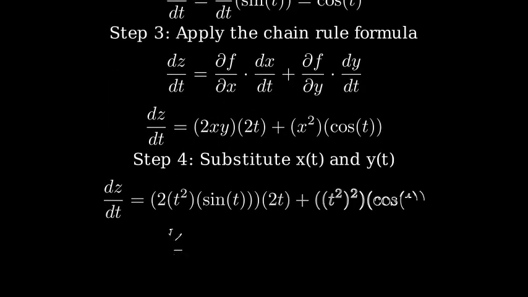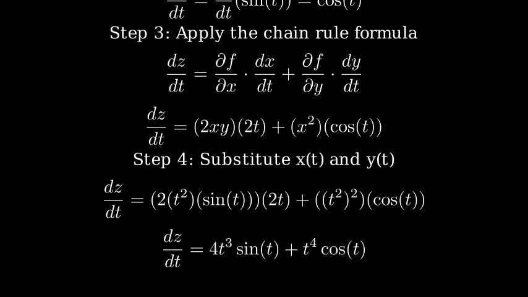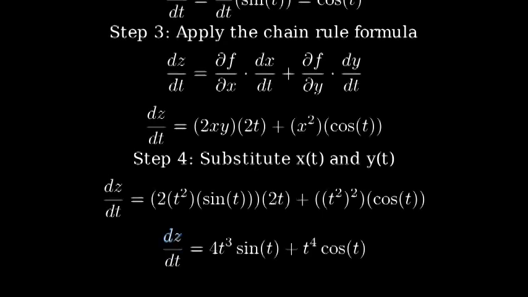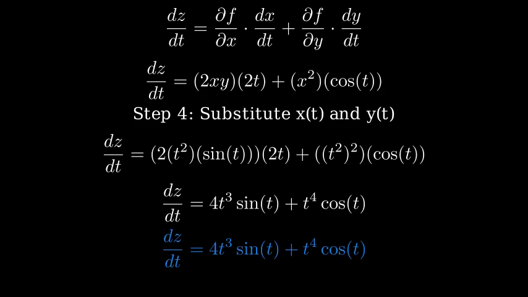Step 4. Finally, we substitute x equals t squared and y equals sine of t into our expression. dz over dt equals 2 times t squared times sine of t times 2t plus t to the fourth times cosine of t, which simplifies to 4t cubed times sine of t plus t to the fourth times cosine of t. This is our final expression for dz over dt, which tells us the rate of change of the composite function with respect to t.